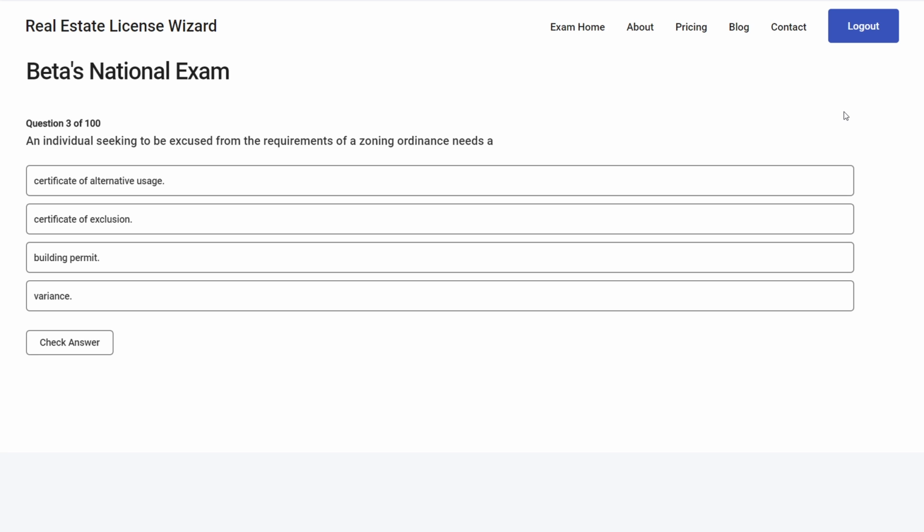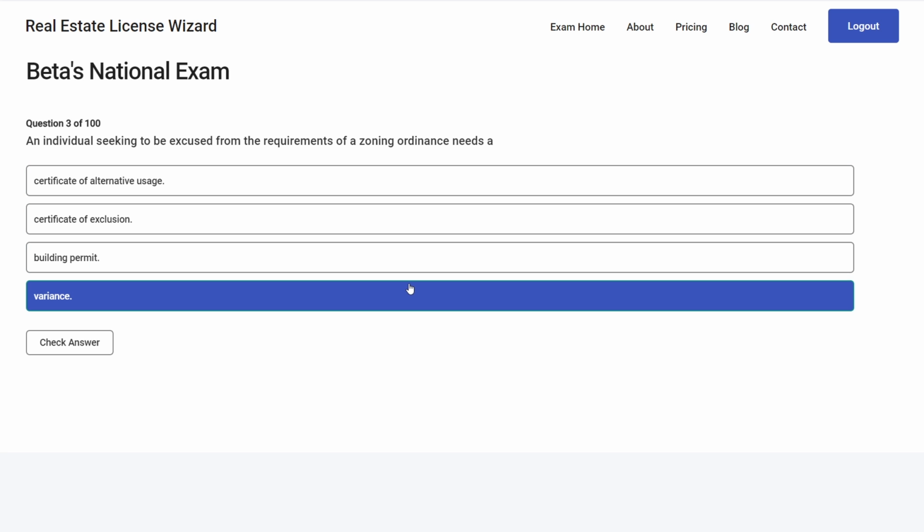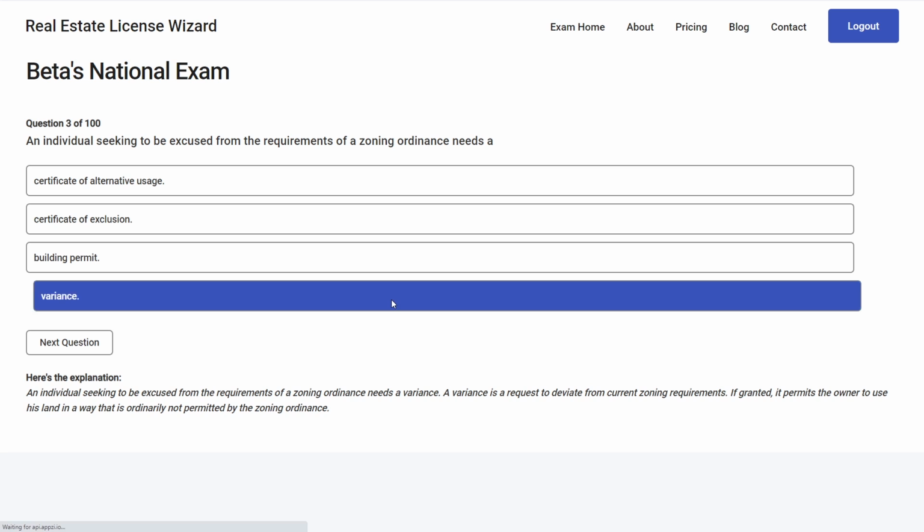All right. Did you guys come up with it? So the correct answer for this one is a variance. Yes. So that is an individual seeking, again, exactly what it says. An individual seeking to be excused from requirements, they need a variance. A variance is a request to deviate from current zoning requirements. If granted, it permits the owner to use his or her land in a way that is not ordinarily permitted by zoning ordinance. So the correct answer for that one is variance. All right, next question.